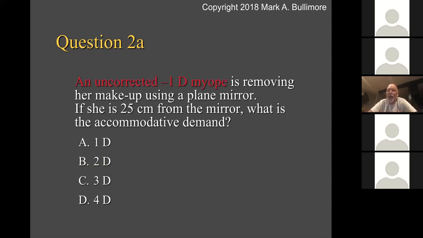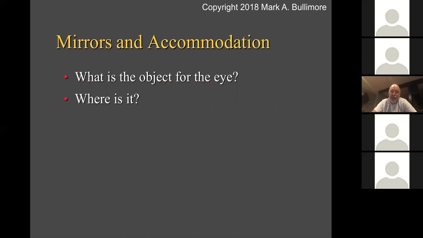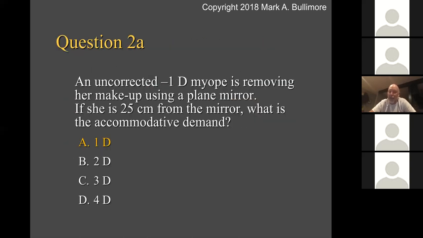Now, if they were a 1 diopter myope, what would the answer be there? Well, Hannah and DC would be correct there, and we'll skip to the chase and say it would be 1 diopter.